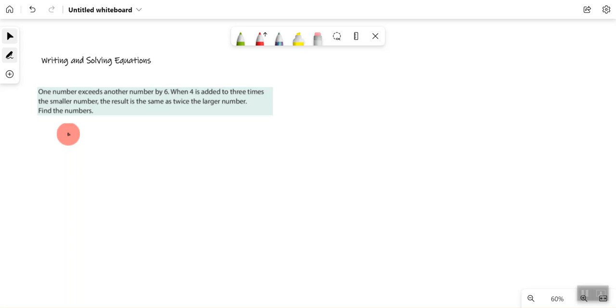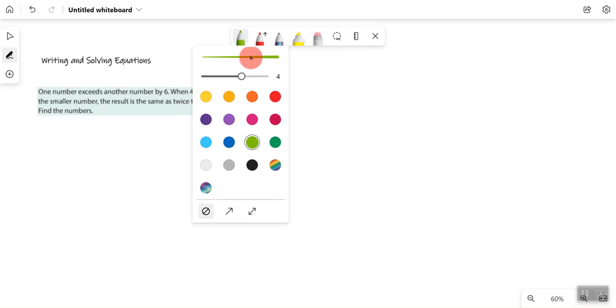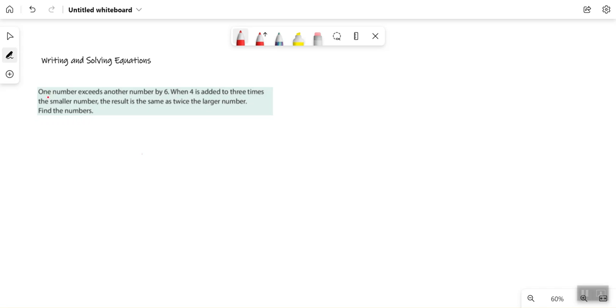When 4 is added to 3 times the smaller number, the result is the same as twice the larger number. Find the numbers. This is a typical algebra question where you are asked to take a word problem and change it into an algebra expression. So if we read the question, we can see that one number exceeds another number by 6.